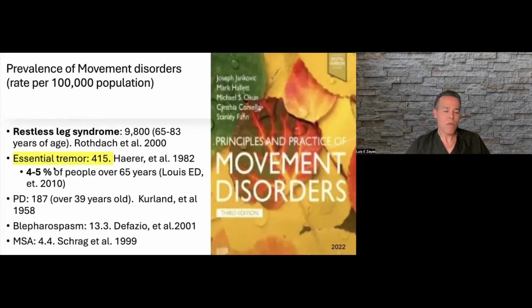I got this table from this book. You see that essential tremor is one of the most common after RLS. So you see that essential tremor is actually around 5%. And there are some papers that indicate that it's even 7%. It depends which paper you read. But in other words, it's a lot of people with essential tremor.